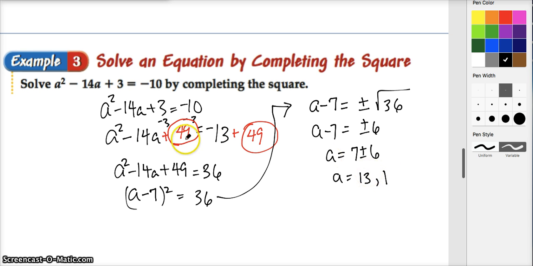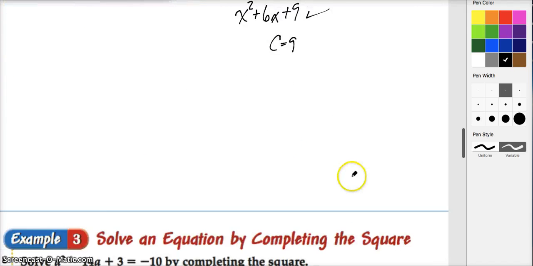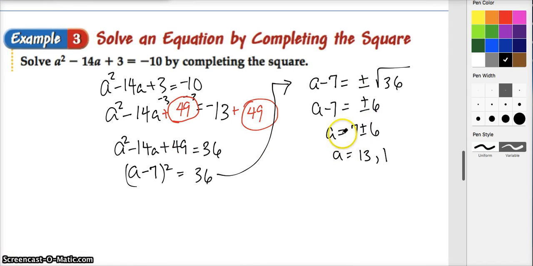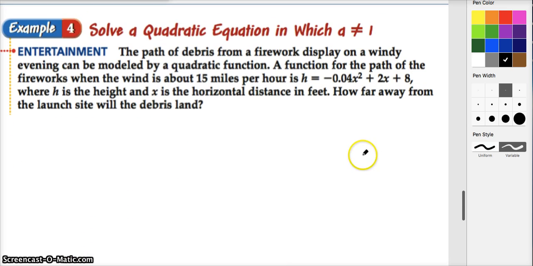Pretty cool, huh? When you see that it comes out to be a really nice answer like this, like integers or even fractional numbers, but not irrational like we got back here, you know that we could have factored it. Just a little bit of information for you. Let's take a look at this.